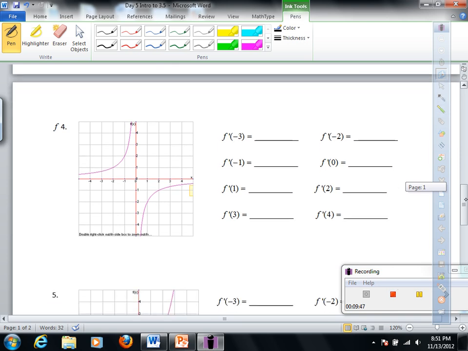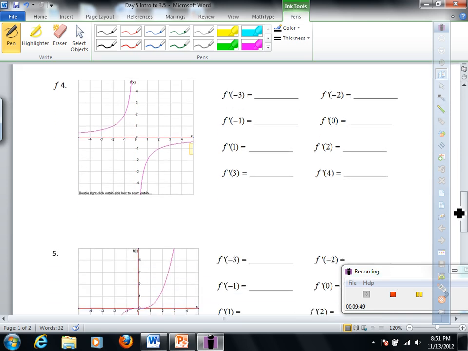Here's your number 4. Instead of drawing my lines and estimating, I'm going to pick the pace up a little bit. Like I said, I don't want my video to be too long. But at -3, here might be my tangent line. I'm going to assume that is up 1 and over 4.